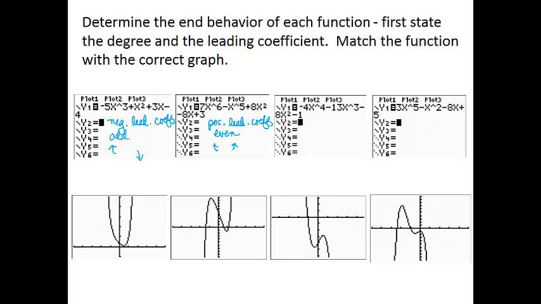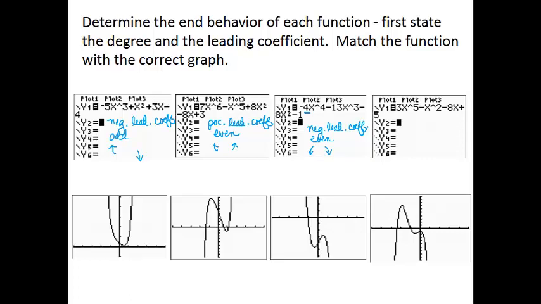The next example is negative 4x to the 4th minus 13x cubed minus 8x squared minus 1. This polynomial has a negative 4 leading coefficient, so it has a negative leading coefficient. The degree is 4, which is even. So when we think about like negative x squared, it goes down to the left and down to the right.